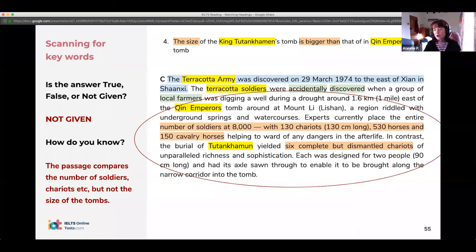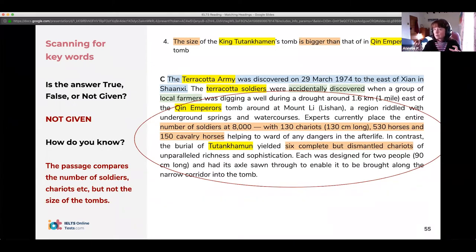With not given, what you need to do is just ask yourself, could it be true? And if the answer is, I don't know, then that's when you put not given. It might be bigger, it might not. I simply don't know. Remember that it's different information. The question is talking about the size. For it to be true, there would have to be a synonym for bigger in the text. You would have to say of a greater extent or a greater surface area, something like that.